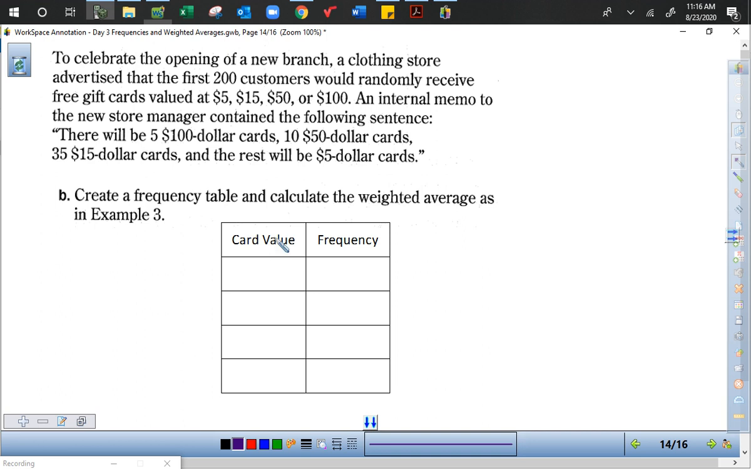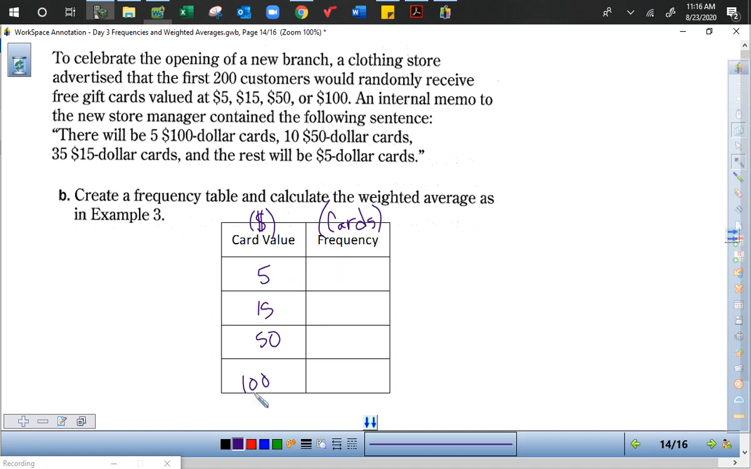Now we're going to lay this out in a table because tables are good for organized information. Okay, so we've got card value and the frequency. Okay, set up a table just like this. Label your top. Card value has to be in dollars. Frequency is talking about how many cards. Okay, so make sure those labels are there. Otherwise, we have to label every piece, and it's not as fun. Okay, so we had 5, we had 15, 50, and 100. And then again, we're laying out those same numbers.